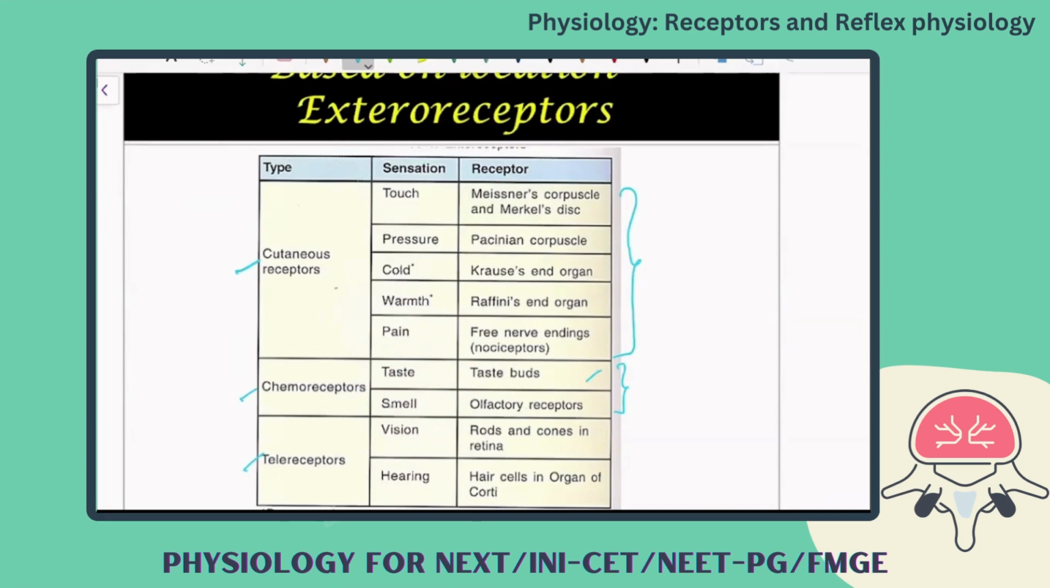receptors. And these receptors, when they come into contact with the stimulus, will do their function. But there are also receptors which will not have direct contact, but you will have the sensation. That is vision and hearing. They are called telereceptors. There is no direct contact of the object with your eyes and the rods and cones, but you are able to see. That is why they are called telereceptors.